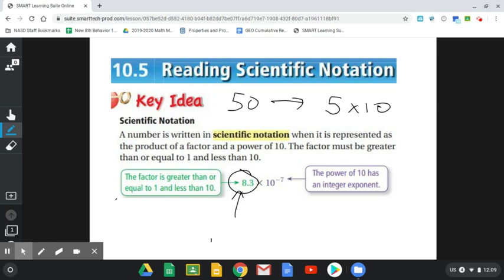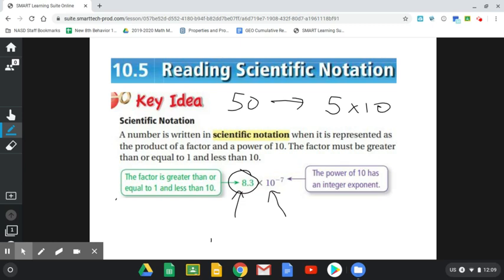The second part is this base 10 part. It's always going to be the number 10. That's our base. And then that number 10 is going to have some exponent. It could either have a positive or a negative exponent. And in some situations, that exponent might be a 0. And we'll get into those special cases at some point.